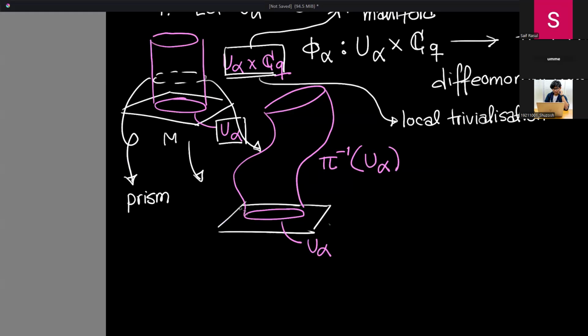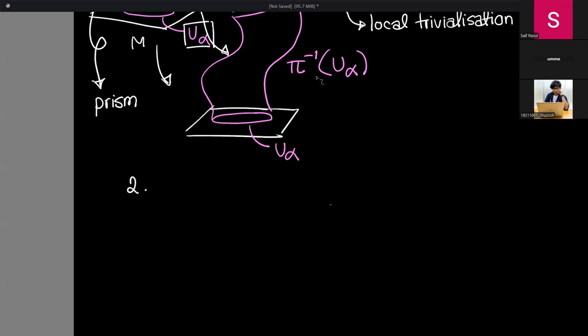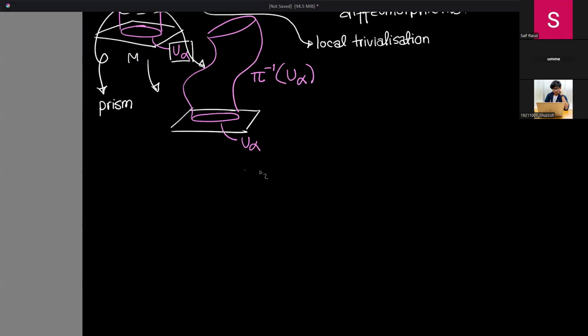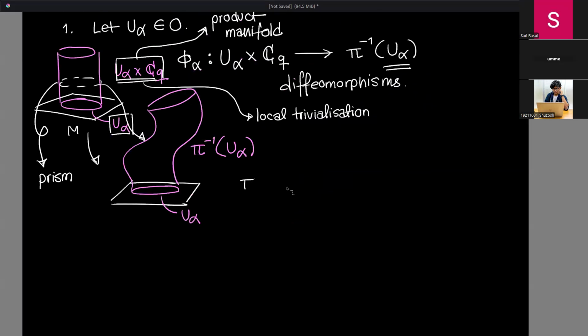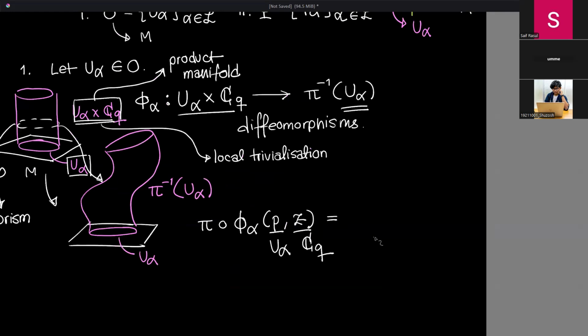Okay, so number two, oh, there's another part to number one. They also are saying that pi of phi alpha, so this is another restriction on phi alpha, is pi after phi alpha of (p, z), where phi alpha's domain is U alpha cross C^q, so p is from U alpha and z is from C^q, and this must be equal to p.